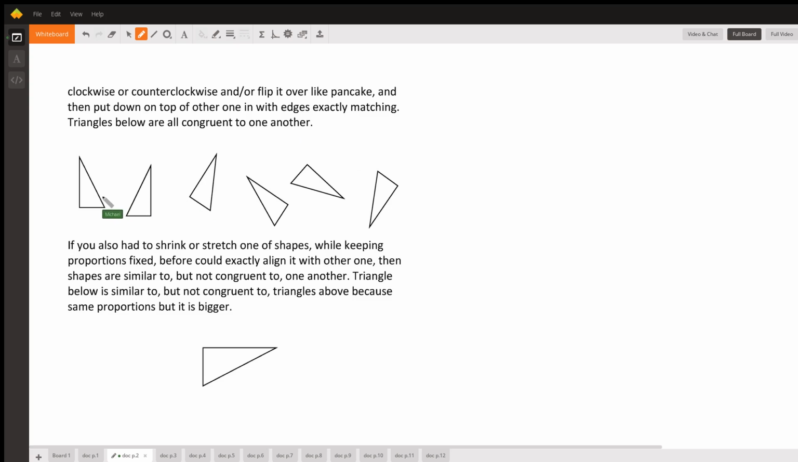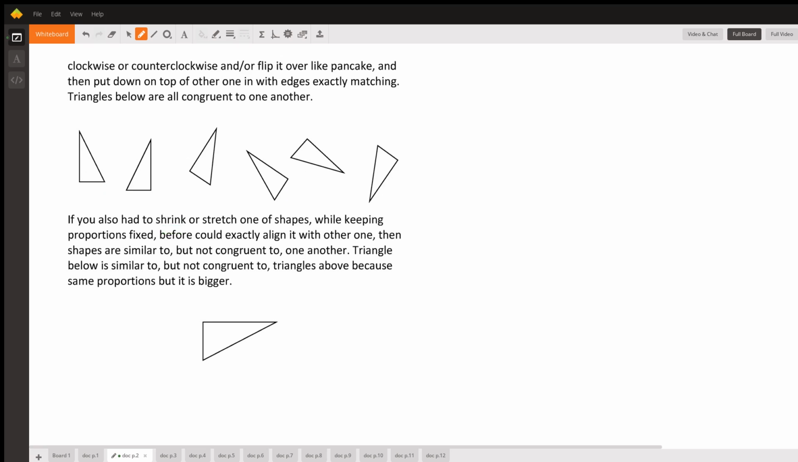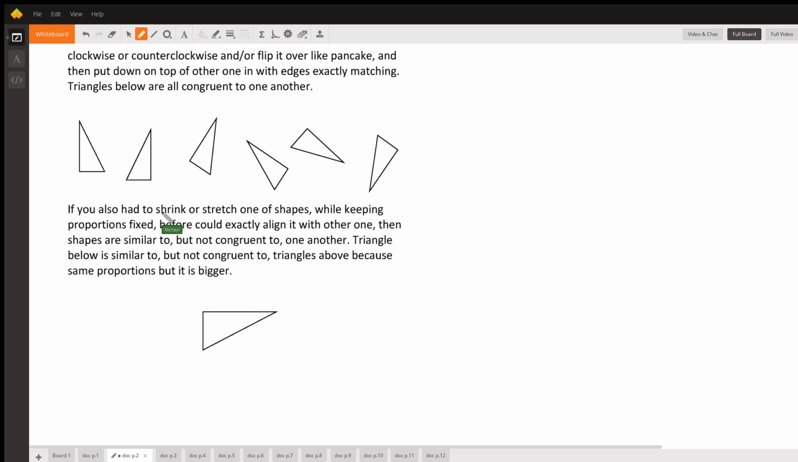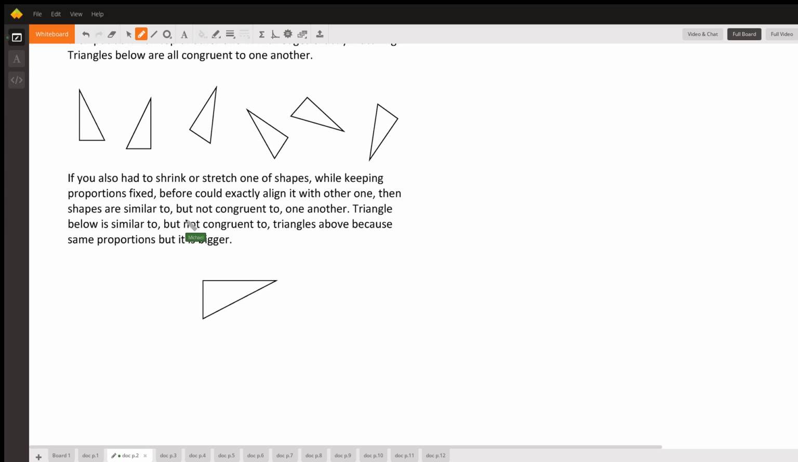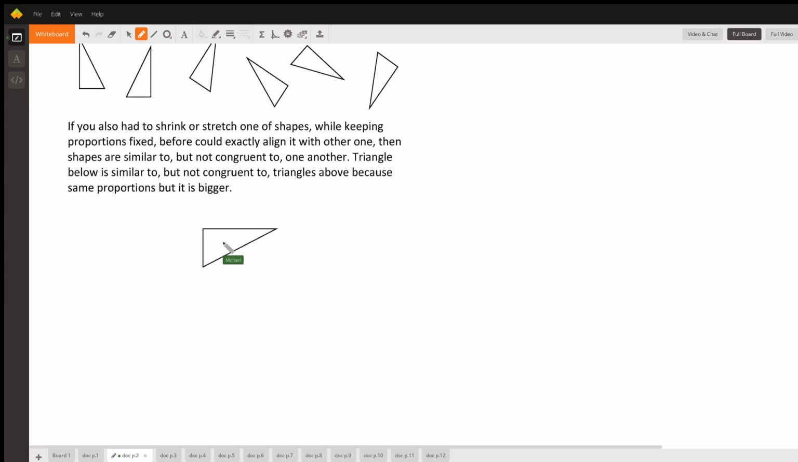To turn this into that, you'd have to flip it over. If you also had to shrink or stretch one of the shapes while keeping the proportions fixed before you could exactly align it with the other one, then the shapes are similar to but not congruent to one another. This triangle down here is similar to the ones up there but not congruent because it's got the same proportions but it's bigger.